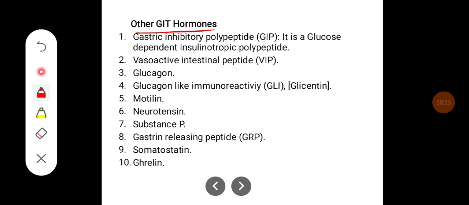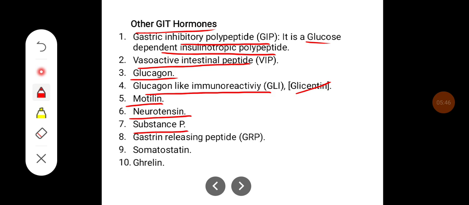Some of the other hormones of the GI tract are gastric inhibitory polypeptide, that is GIP, a glucose-dependent insulinotropic polypeptide. Then vasoactive intestinal peptide, glucagon-like immunoreactivity, that is GLI, also known as glicentin, motilin, neurotensin, substance P, gastrin-releasing peptide, that is GRP, somatostatin, and ghrelin are some of the other GI hormones secreted from the GI tract in small quantities.